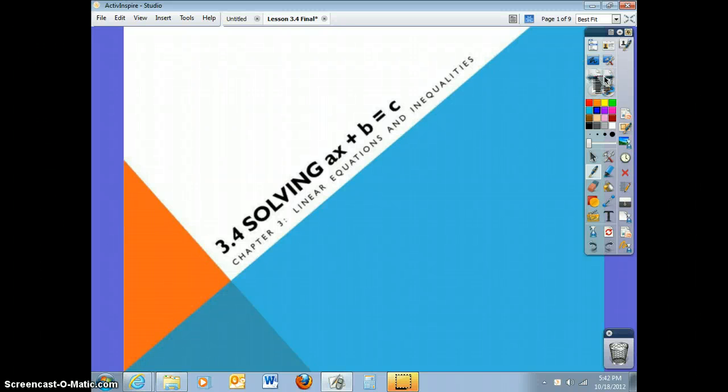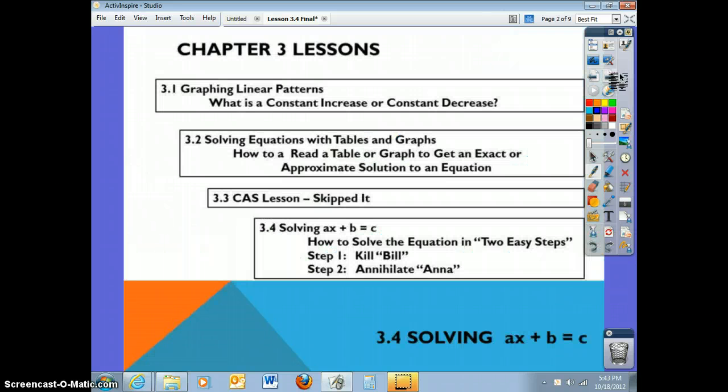Okay, the next lesson we're going to do is 3-4, which is solving equations in this form, ax plus b equals c. Again, it all has to do with linear equations, equations that create a straight line. Up until now we've been working on all sorts of things that had to do with linear equations. The first was just to understand the concept of something being linear, and it's going to be either a constant increase or a constant decrease if it's linear.